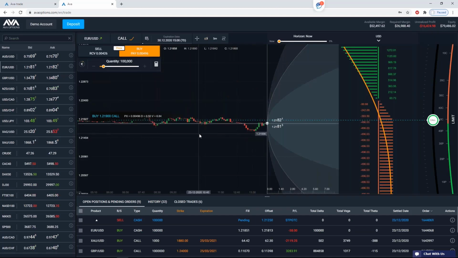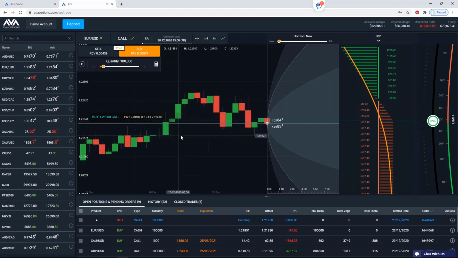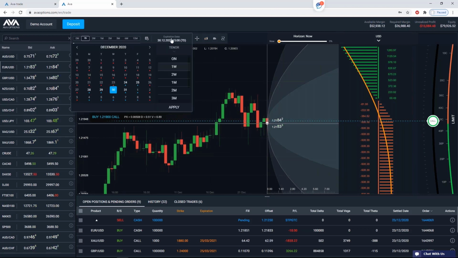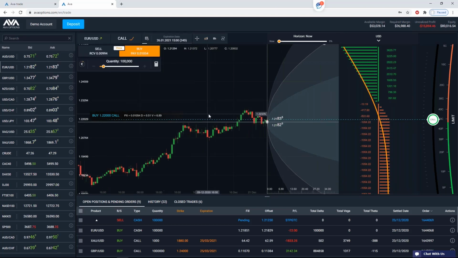I click on a call and my chart updates. This is showing us a call option for 1 week. I've got a 5-minute chart. I shouldn't have a 5-minute chart. Let's put in an 8-hour chart. So here I can change my expiration date. Let's make it a month. This is now showing me about 1 month of history. So where the market has been for the past month.